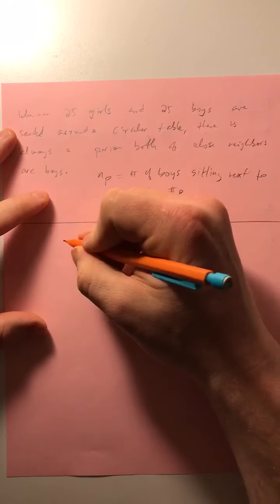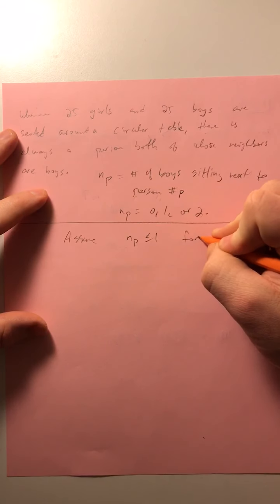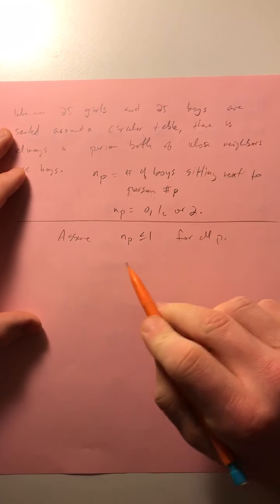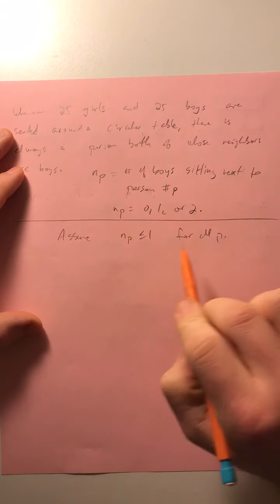So we want to assume NP is less than or equal to 1 for all P. So each person is sitting next to at most one boy. And we're going to get a contradiction here.